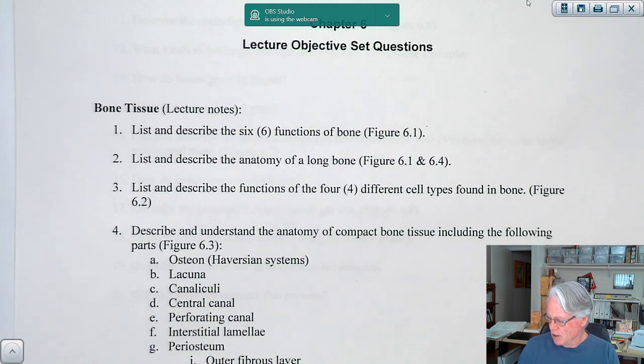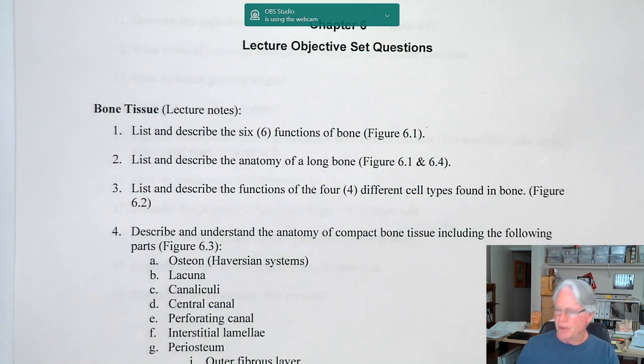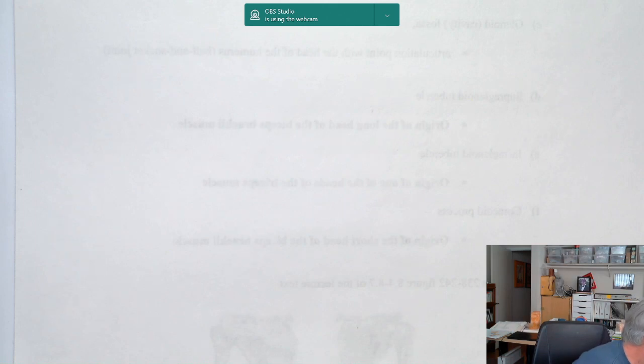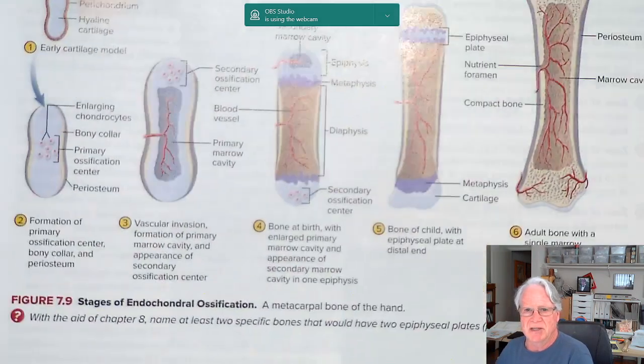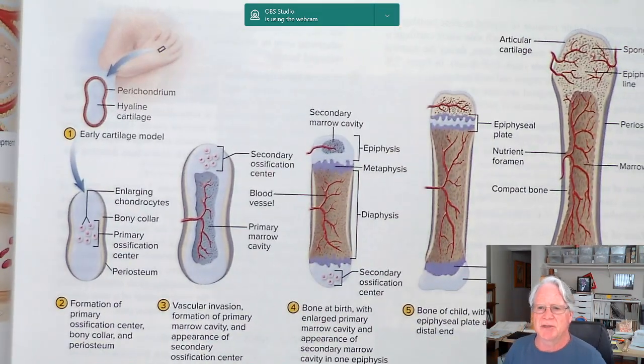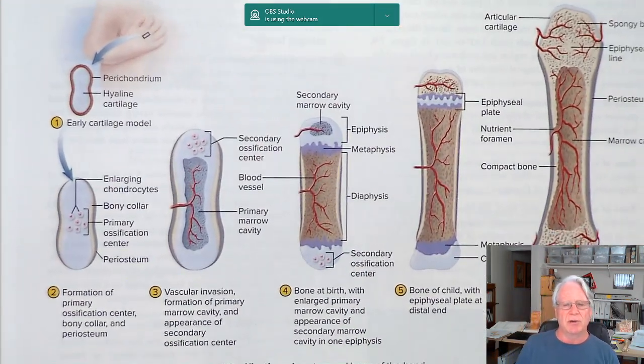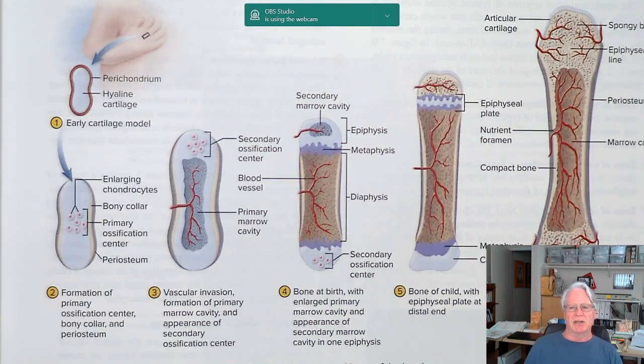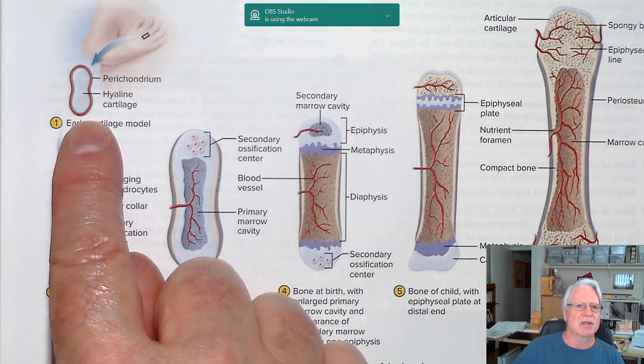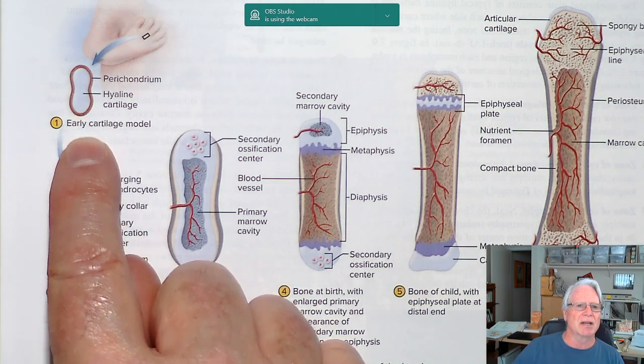So before we get there, though, I want to review what we did in the last section, which was the growth of bones through the endochondral ossification process. And there's a series of pictures here that might help us. We'll walk our way through them and talk about them a little bit, and then we'll get into bone growth after birth.